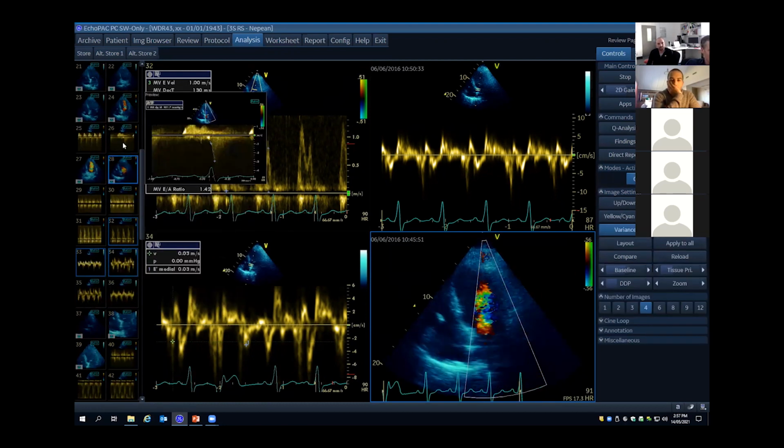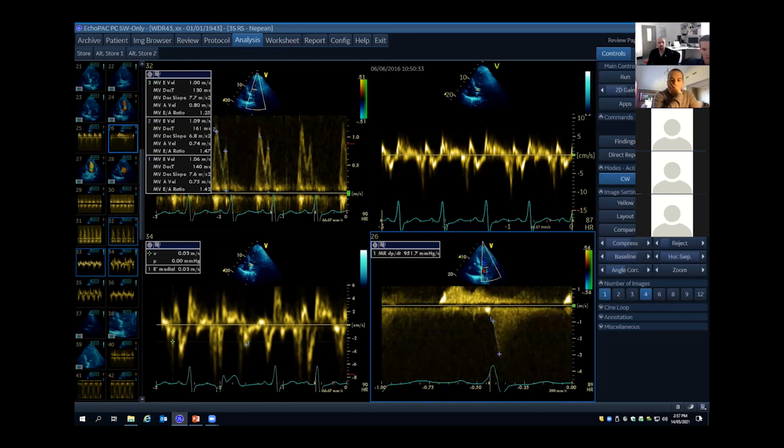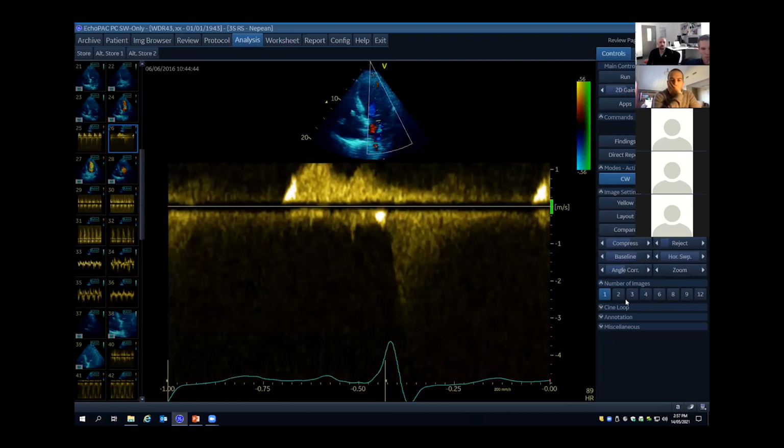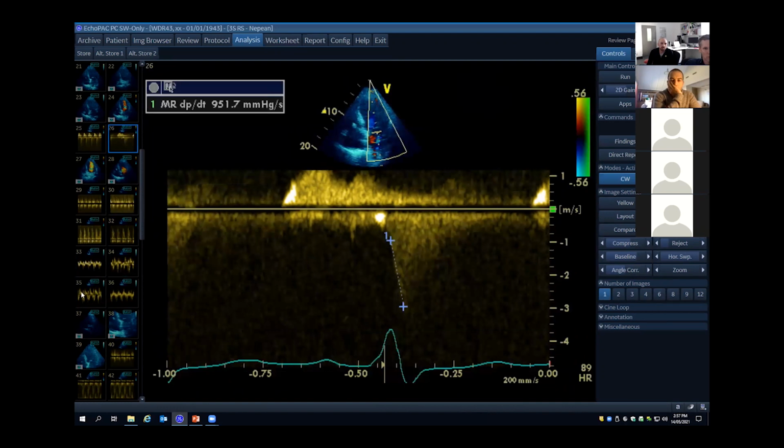Just in passing, what's that? That's the delta pressure over delta time of the mitral regurg, and I can never remember the normal values. I think greater than 1200 is normal, less than 800 is severely abnormal. Okay, so that's intermediate.